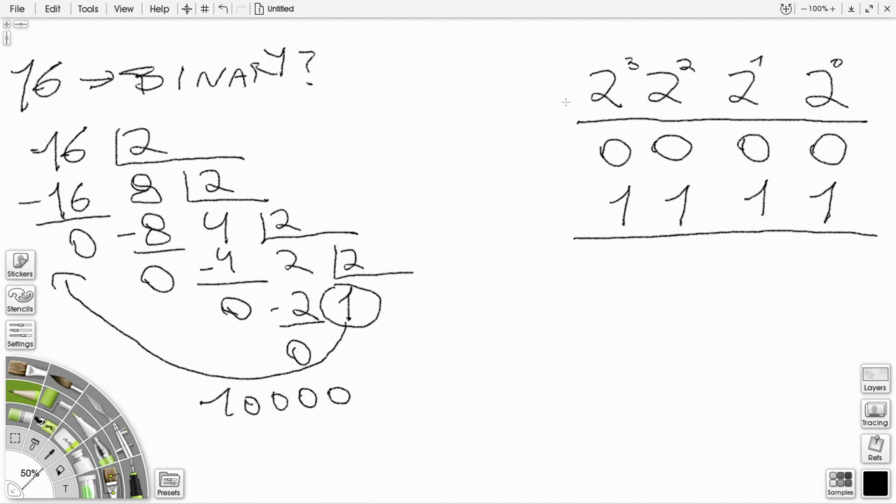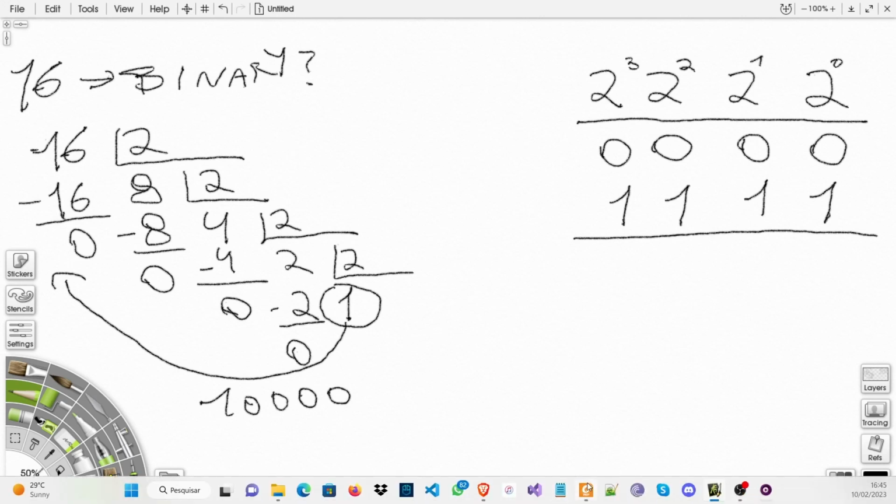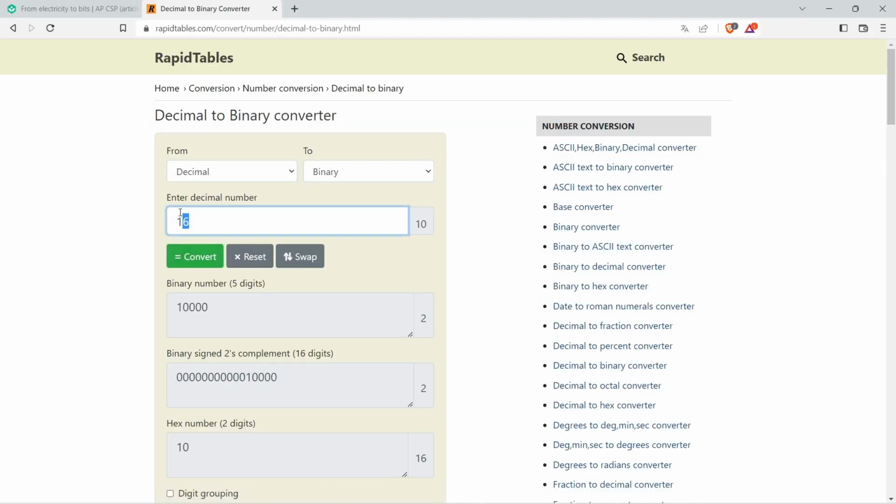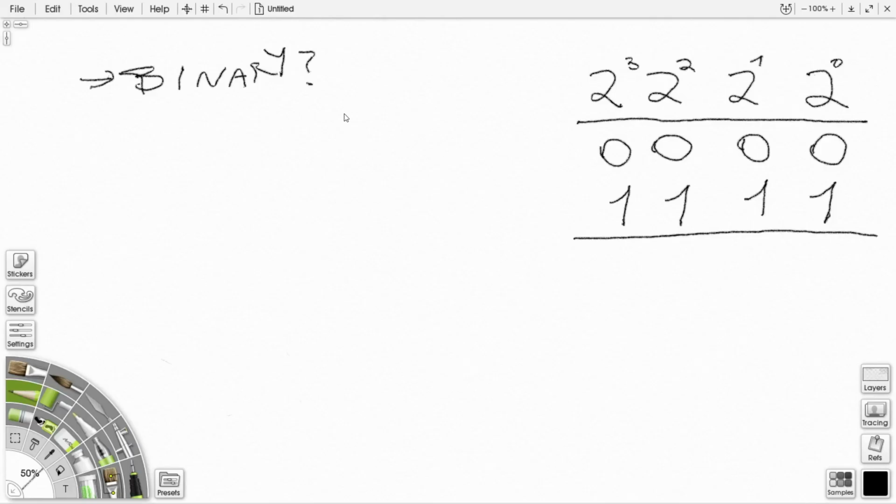Let's confirm if 16 is indeed 10000. And it is indeed. I had already done this calculation. Okay, so let's try another number here.